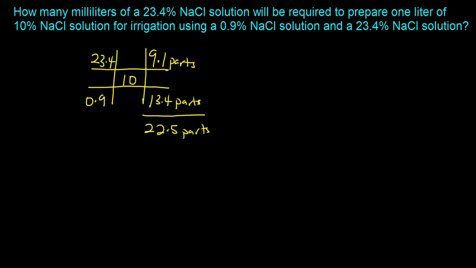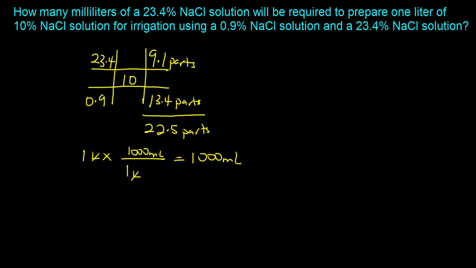So the question is asking us how many milliliters of the 23.4% sodium chloride solution do we need, but we are making 1 liter. So we want to make sure that the liters is in milliliters. And so we take 1 liter, multiply that by the conversion factor. 1 liter is 1,000 milliliters. So the liters cancel out, and that should be equal to 1,000 milliliters.